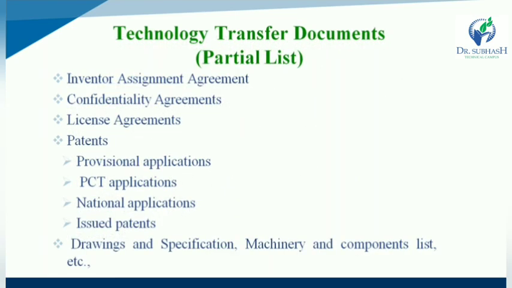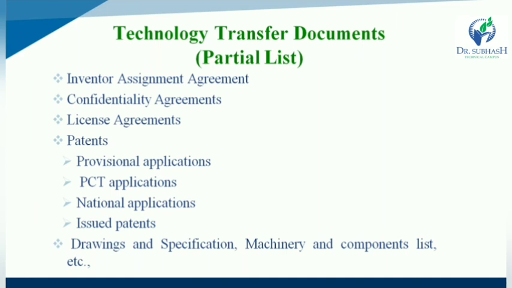Technology transfer documents, a partial list: inventor assignment agreements are required. Second is confidentiality agreements, license agreements, and for patents, provisional applications, PCT applications, national applications, issued patents, all are required. Next are drawings, specifications, machineries, components, and lists, all are required. All are the partial list for technology transfer documents.